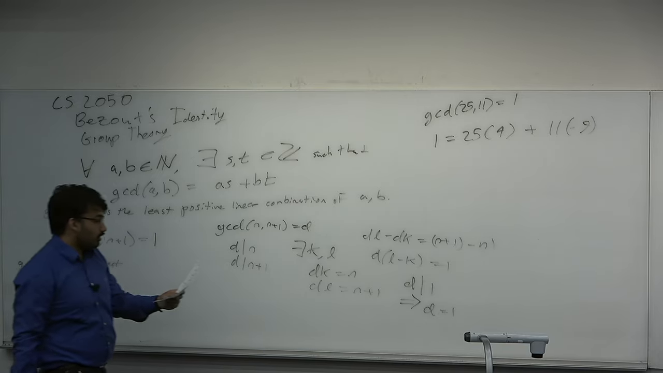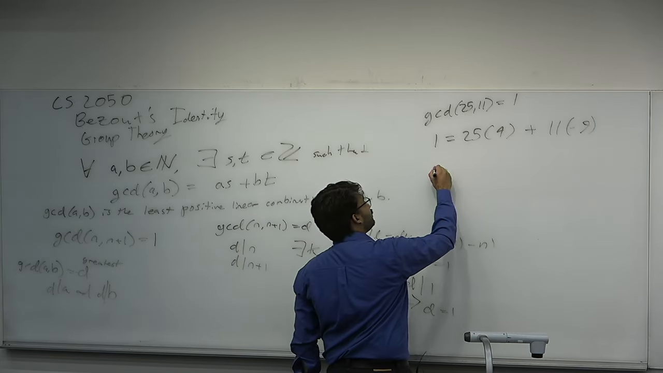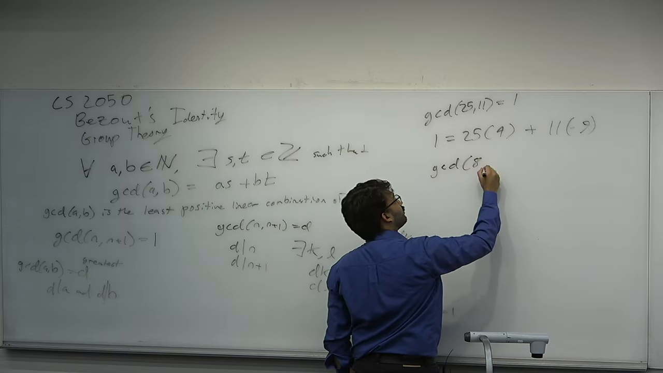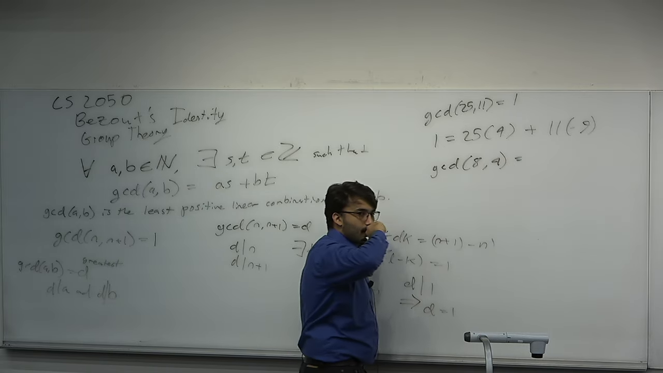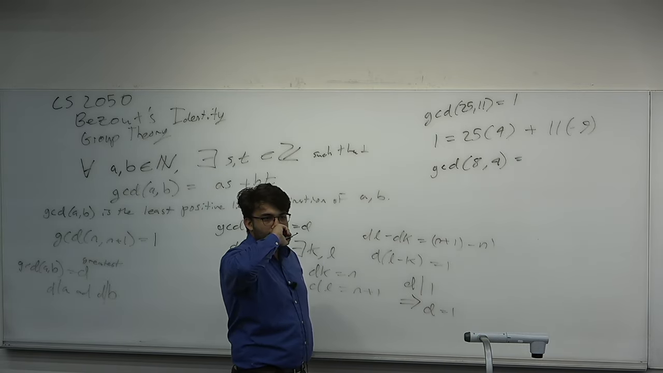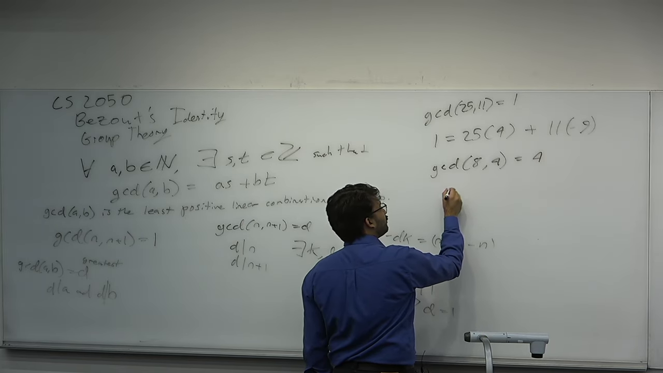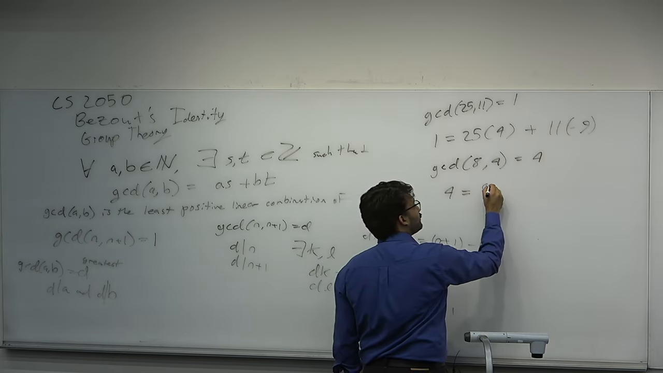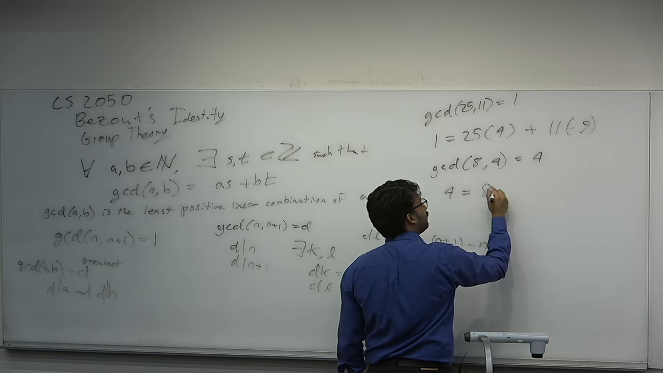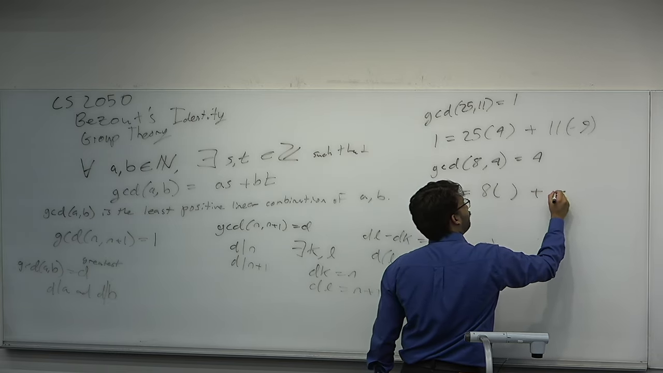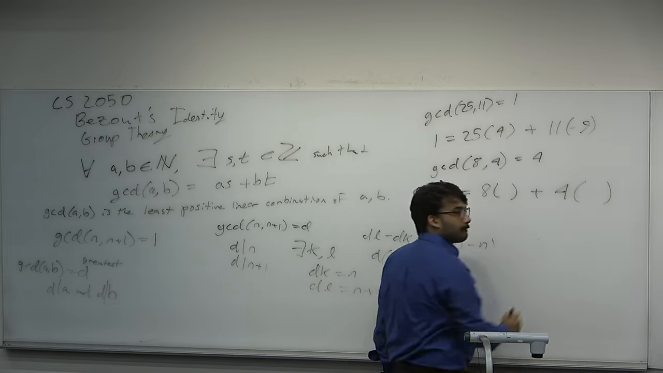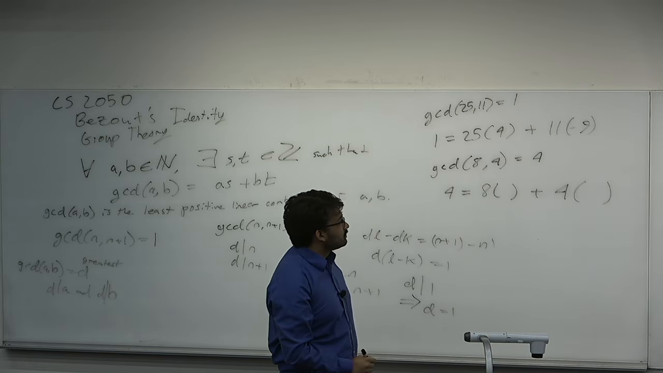Let's do one more. This one should be illustrative. The GCD of 8 and 4 is what? 4. So give me a linear combination such that 4 is equal to 8 something plus 4 something. 0 and 1. Okay, that works.